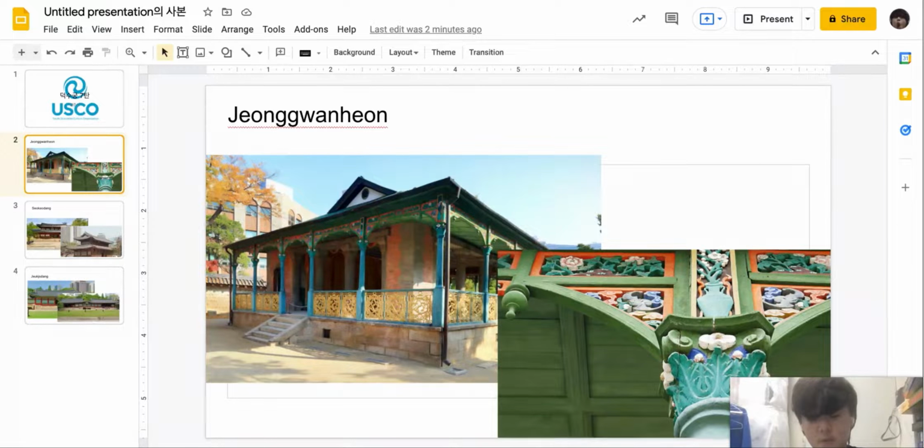This building was designed in a Western style by a Russian architect. The design for the balcony was made out of iron. Carved out were the traditional symbols of deer, bats, and pine trees. The deer and the pine tree have the meaning of long living, and the bat has the meaning of luck.